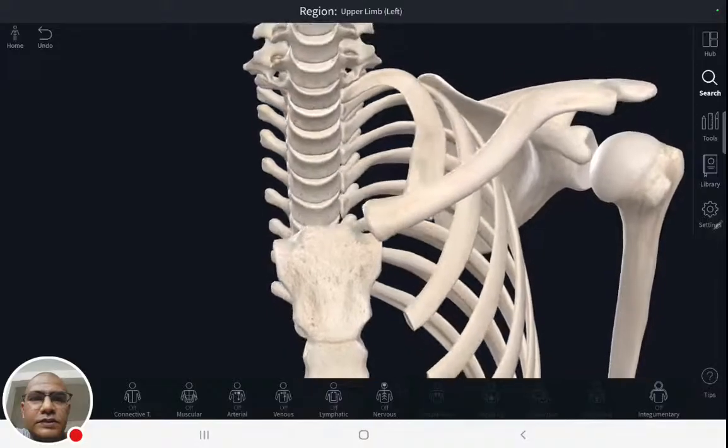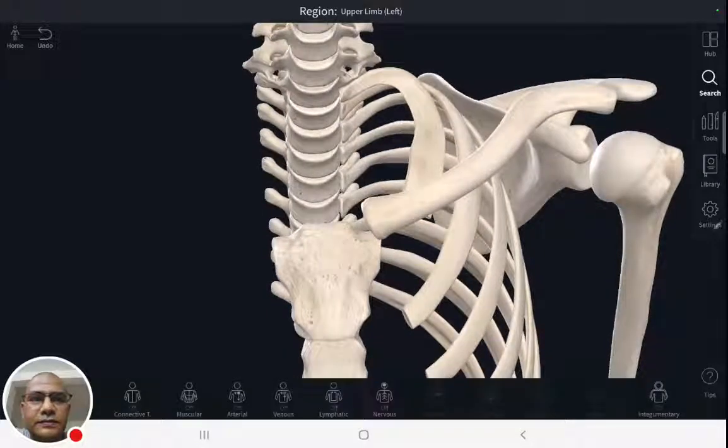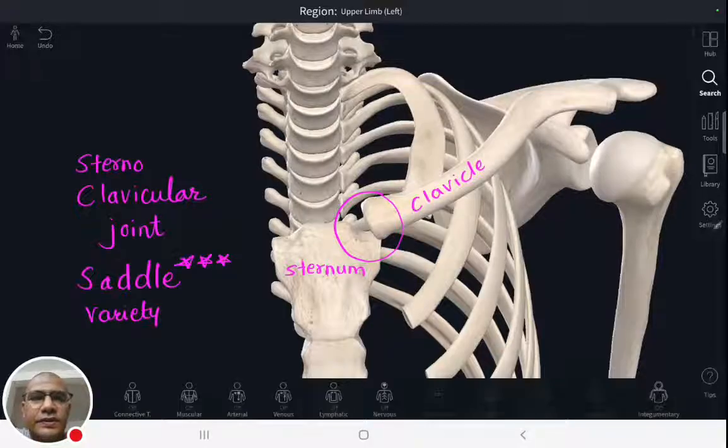One of the important questions asked in the Viva: what are the two joints formed by clavicle? First one is sternoclavicular joint, in between sternum and clavicle. It is a saddle variety of synovial joint.